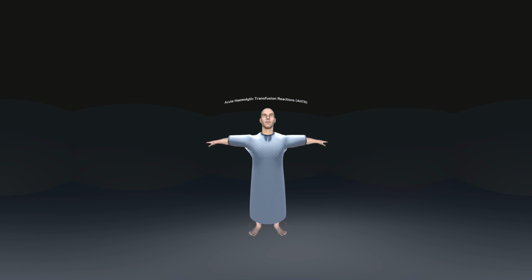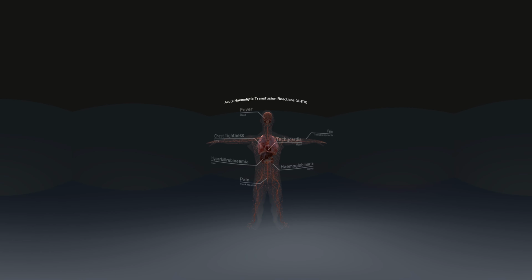Acute hemolytic transfusion reactions are characterized by symptoms of fever, accompanied with pain at the site of intravenous access, severe constricting chest pain, flank pain, tachycardia, hypertension, and hemoglobinemia, with subsequent hemoglobinuria and hyperbilirubinemia, which requires urgent attention.